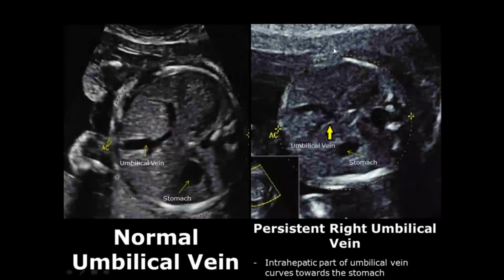A persistent right umbilical vein occurs when the intrahepatic component of the umbilical vein curves towards the stomach instead of curving to the right side. Here you can see the umbilical vein curving towards the right side, and over here it is curving towards the left side, towards the stomach.